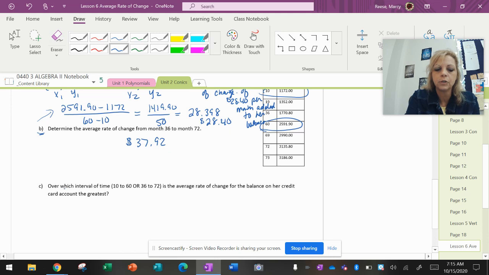Okay, now for C, it says over which interval of time is the average rate of change for the balance on the credit card the greatest? And we're going to say 36 to 72, and then we would explain that it's 37.92 versus 28.40, and that change is greater per month for that time period.